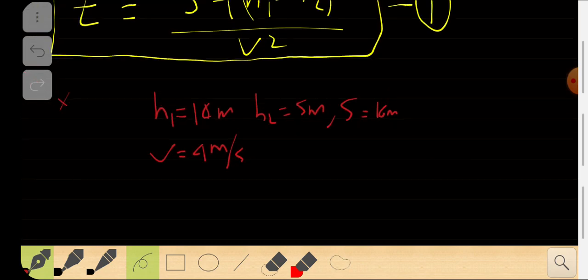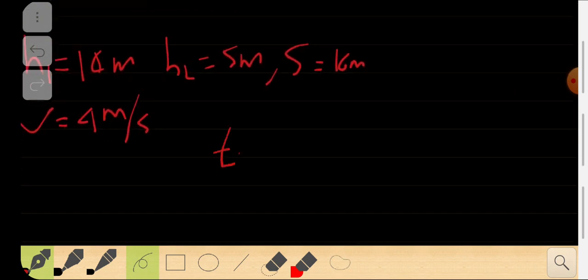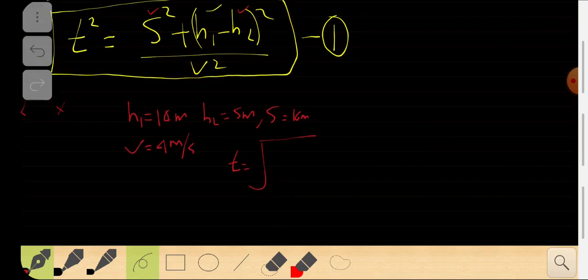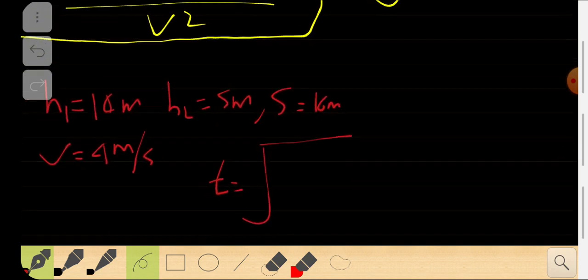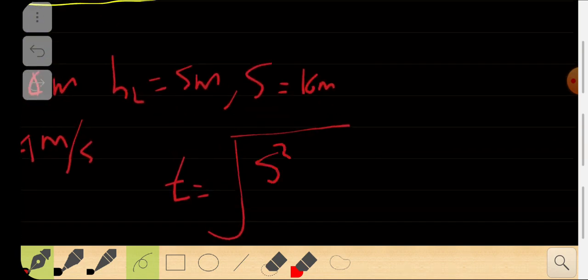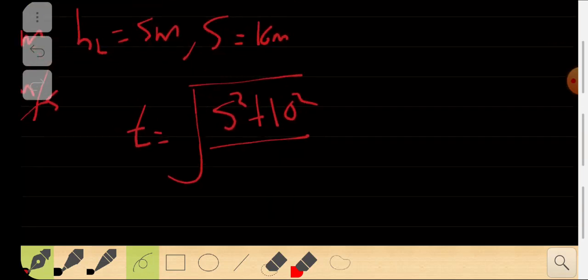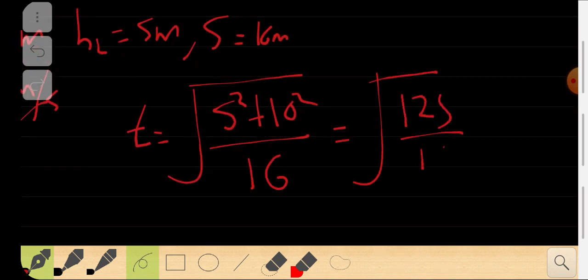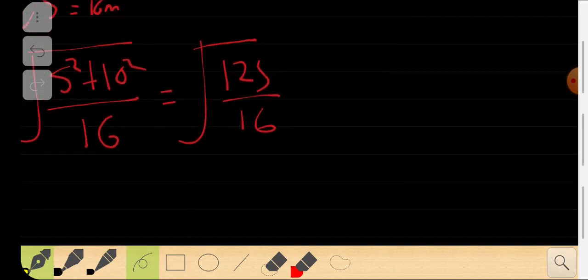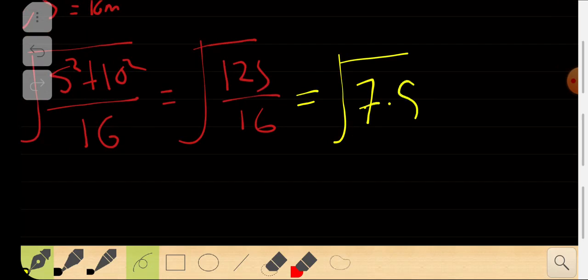If you substitute that into this equation, you get time equal to the square root of s square, which is 10 meters square, plus (h1 minus h2), which is 10 minus 5, that is 5, so 5 square plus 10 square, divided by v square, where the velocity is 4 meters per second, so 4 square is 16. So you get the square root of 125 by 16, which will be around 7.8, 7.8 seconds.